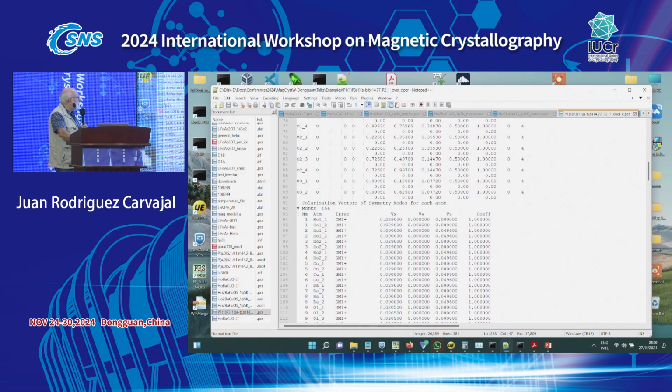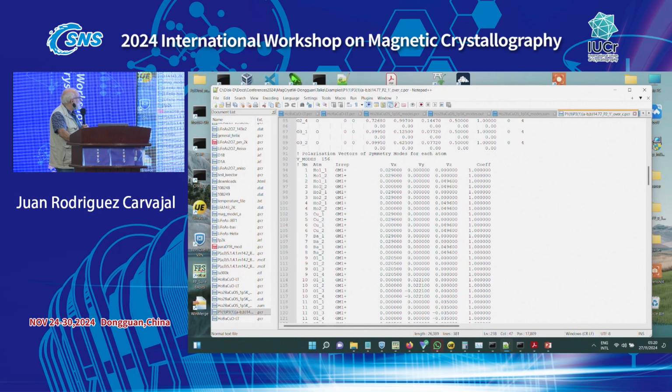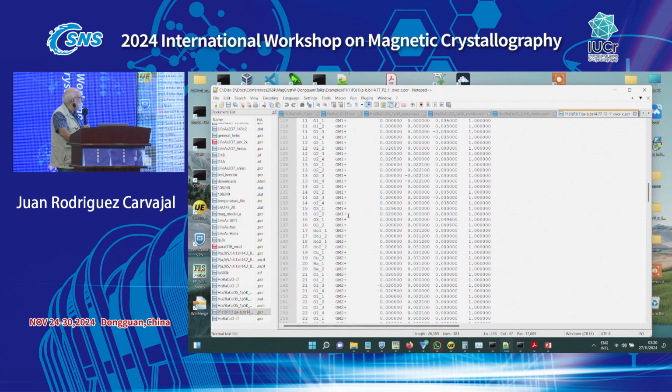And you see here vectors, which we call polarization vectors. And here you have a number that makes reference to the amplitude that we will see below. The name of the atom, and the irreducible representation that is being considered here is GM1. All these GM1 correspond to the crystal structure of the PNMA. If you put 0 for all the others, you will get exactly the PNMA as before.